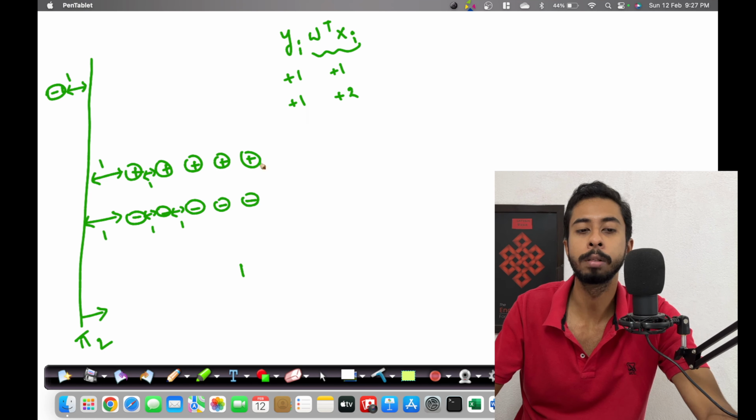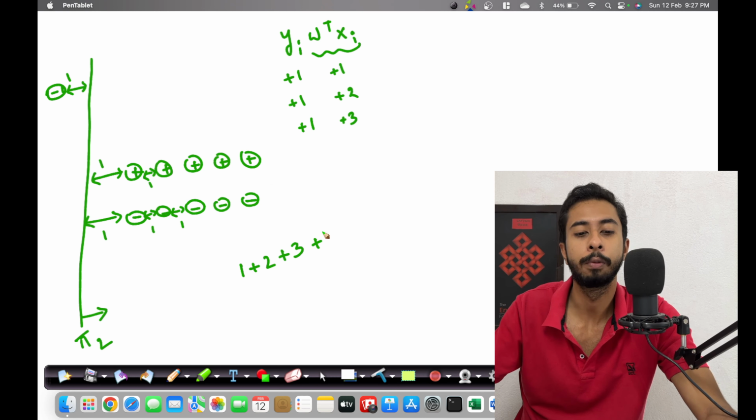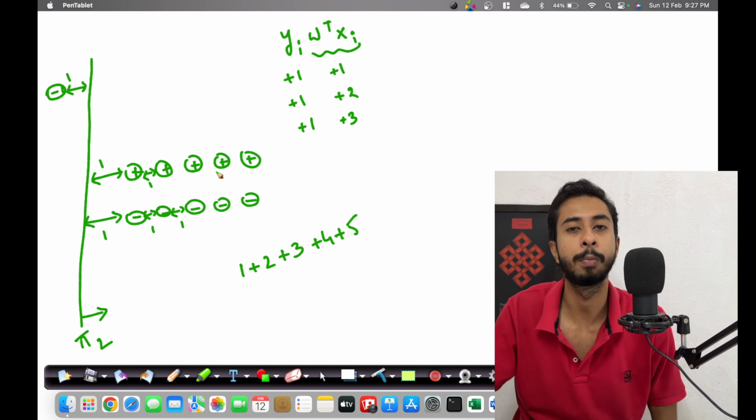So 2 into 1 is 2, so I'll just add 2. Next, for this point, the yi is positive and the distance is 3, right? Positive 3, because it is on the same side of the plane. So 1 plus 2 plus 3. Likewise, 1 plus 2 plus 3 plus 4 plus 5, right? For all the 5 points.